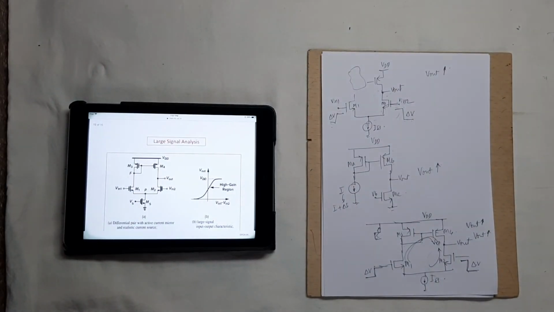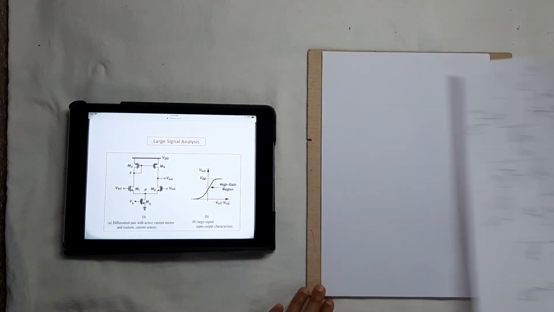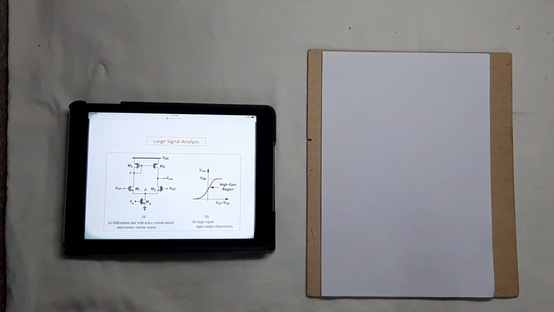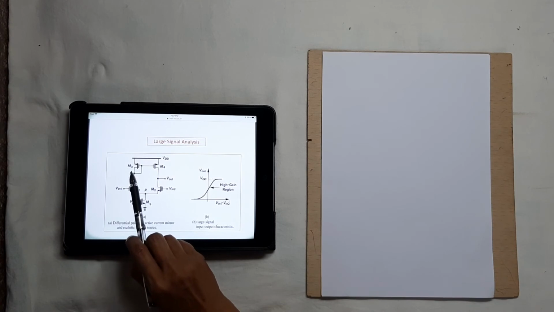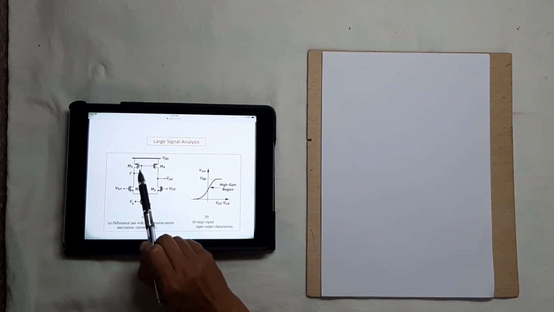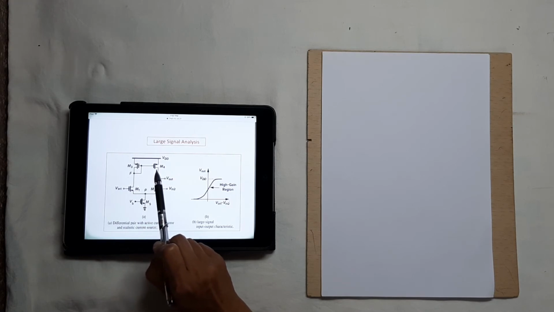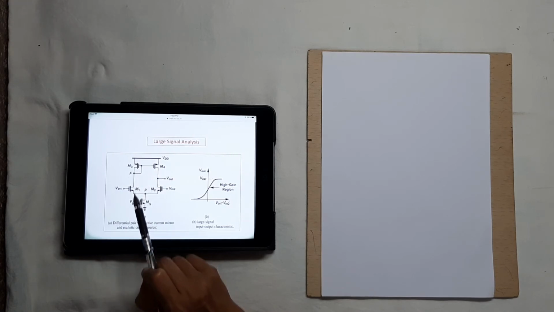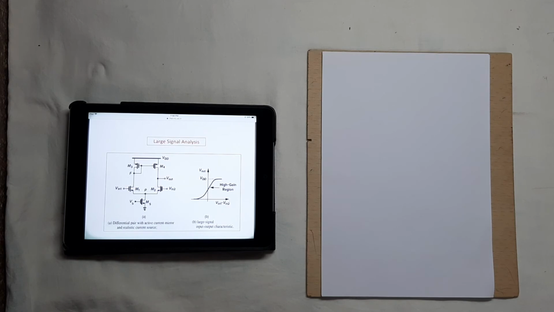Let us see this circuit. What is the large signal analysis? What we have? We have the two transistors M3 and M4 as the current mirror load, and M1 and M2 transistors are the differential pair, and here instead of ISS we have taken the NMOS transistor as the current source.